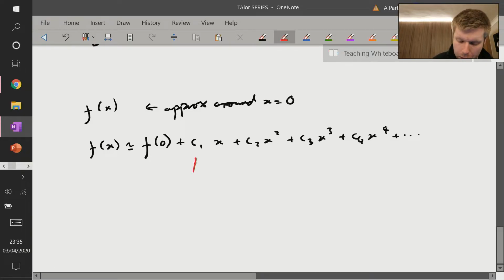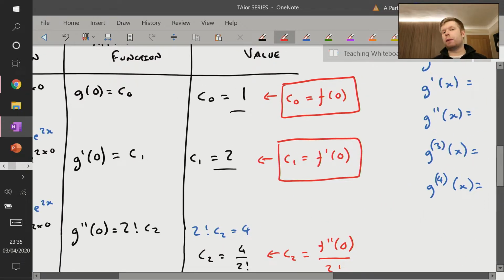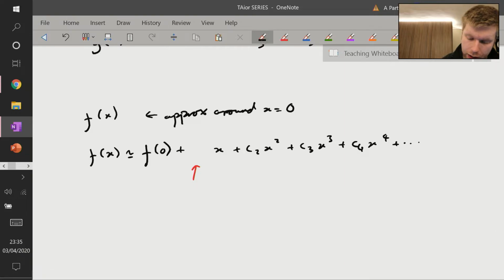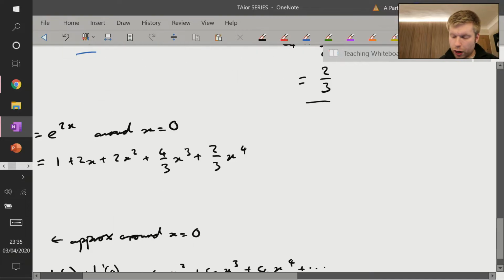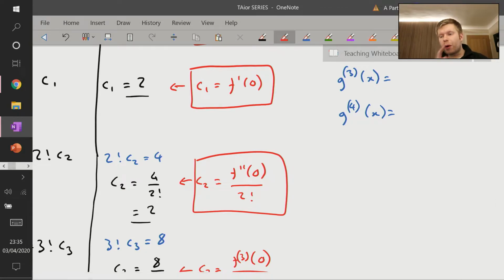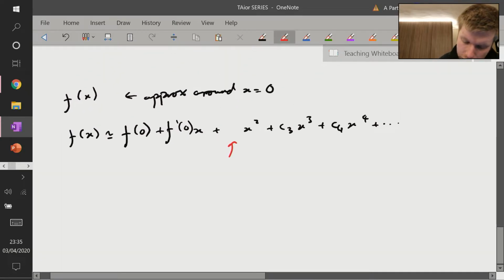How did I work out c1? I worked out c1 by saying it should be the same as the gradient function at the point x equals 0. In other words, the first derivative of my true function with x equals 0 stuck in, so f dash of 0. Then how did I work out c2? I took the second derivative of my true function, stuck in x equals 0, and then divided by 2 factorial. You remember where that 2 factorial came from? It comes simply from differentiation of my approximation function. So f double dash, the second derivative of my function around the point x equals 0, divided by, you guessed it, 2 factorial.